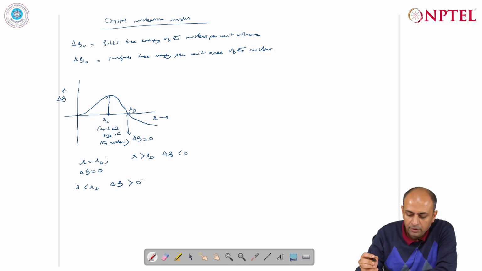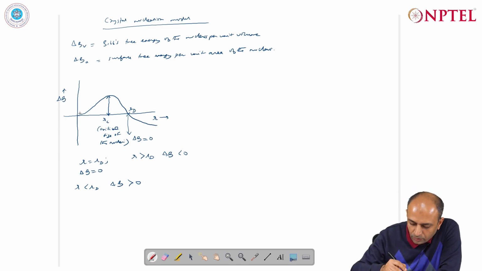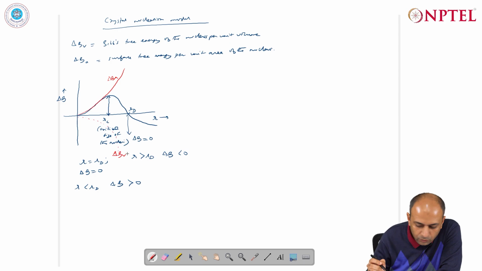So to start with, because the creation of the surfaces needs energy, this is the term which is associated with delta Ga, and there is a volume term which is associated with delta Gv, and it is actually a combination of both these processes that drives the overall process of nucleation and growth.